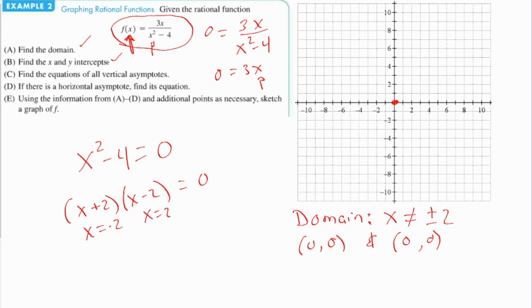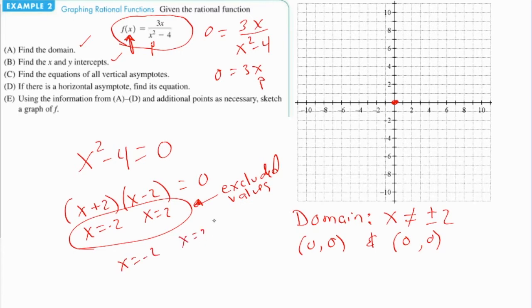Now, part C says find the equation of all vertical asymptotes. The equations of the vertical asymptotes are the excluded values. That means these are the values that x cannot be. And if we recall, x equals negative 2 is a vertical line, and x equals 2 is a vertical line. So we'll put in our asymptotes.